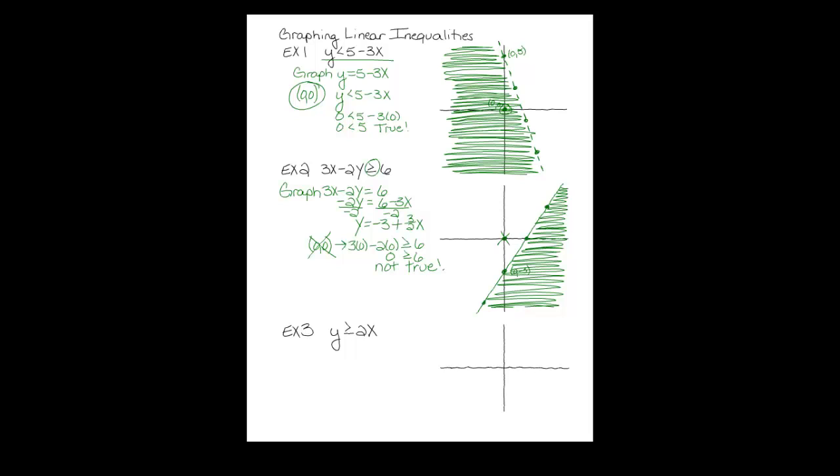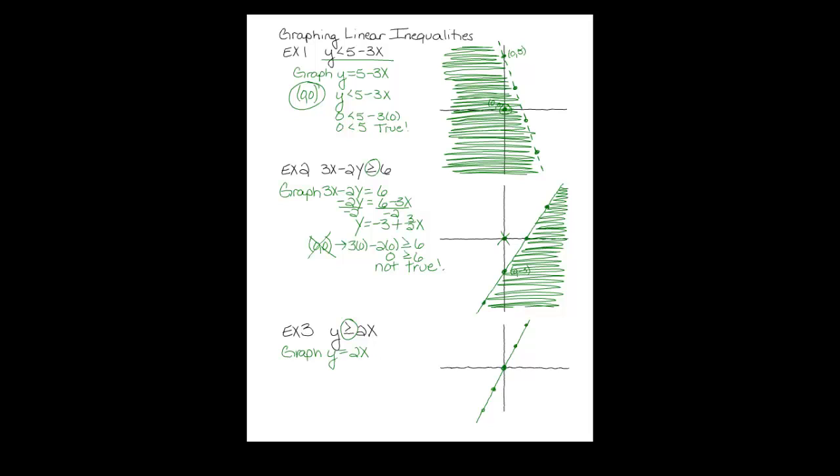Example 3, we have y is greater than or equal to 2x. So same as before, start by graphing the line. Graph y equals 2x. Now here the vertical intercept is going to be 0, 0, and the slope is 2, so we're going to go up 2, right 1, up 2, right 1, or down 2, left 1, down 2, left 1, and so forth. And looking at this inequality, we have greater than or equal to. So it is going to be a solid line connecting the points.